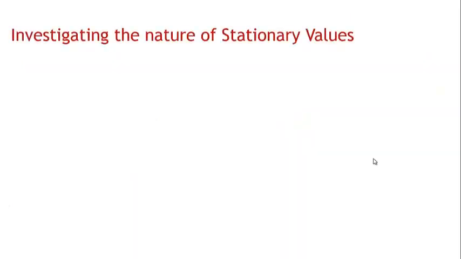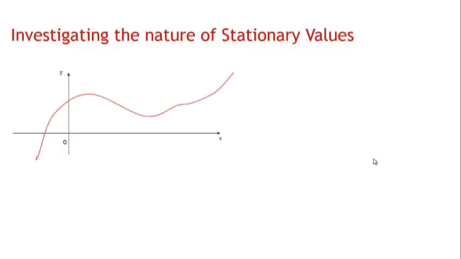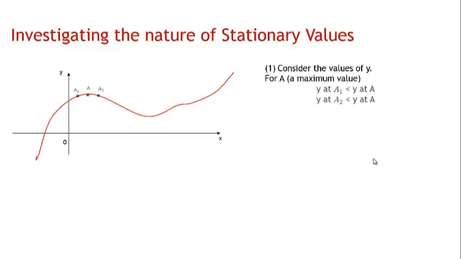Investigating the nature of stationary values. If we consider the 3 points on the graph y equals f of x, A has a maximum value. If we take 2 points on either side of the point A, which are a1 and a2, the value of y at a1 is less than the value of y at a. Similarly, the value of y at a2 is less than the value of y at a.